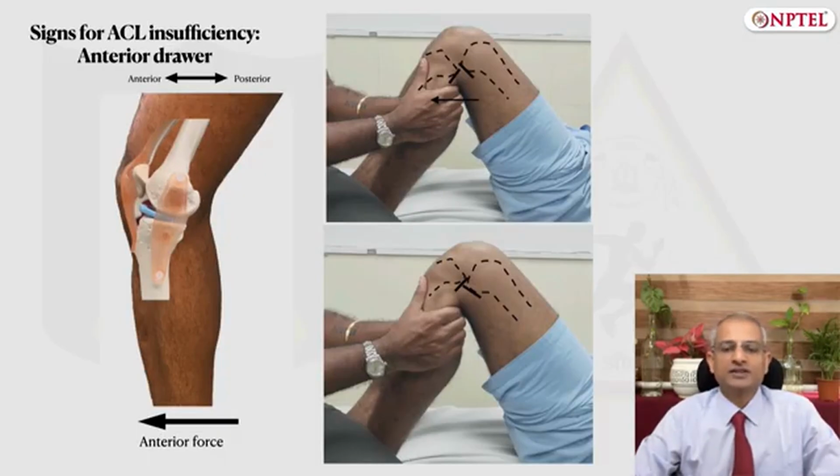A side-to-side difference is noted to see the amount of translation. A grade 1 laxity generally means that the translation is less than 5 millimeters. A grade 2 means it is between 5 to 10 millimeters. And grade 3 is generally translation more than 10 millimeters of tibia. This classification is common for any ligamentous injury.